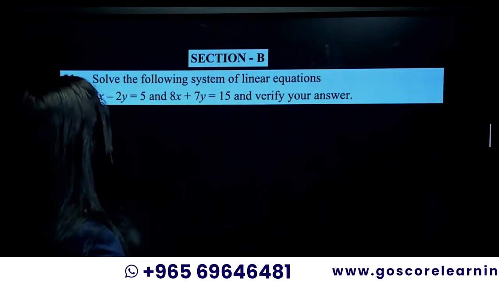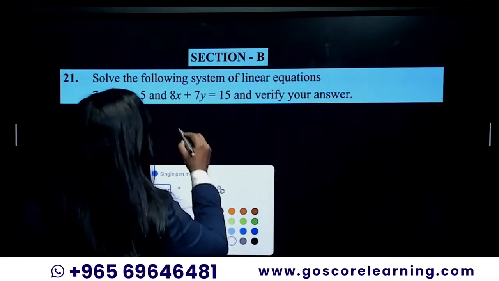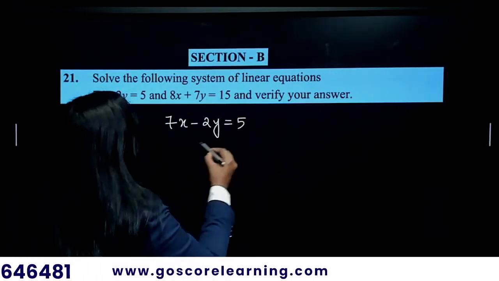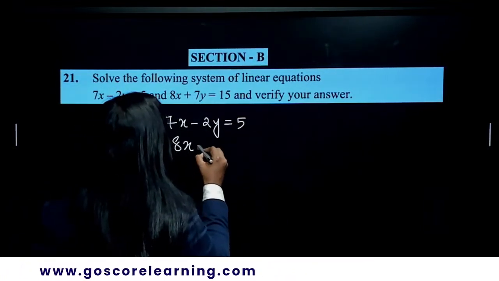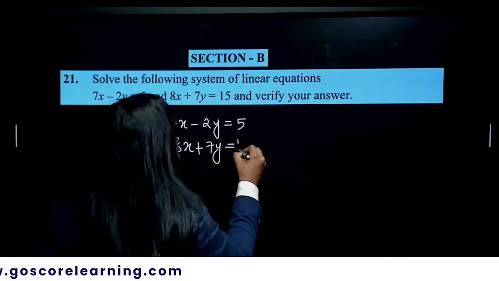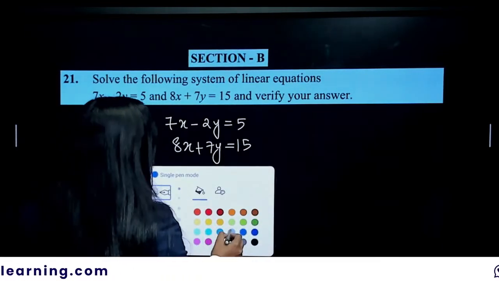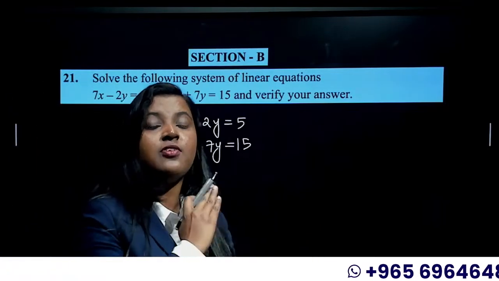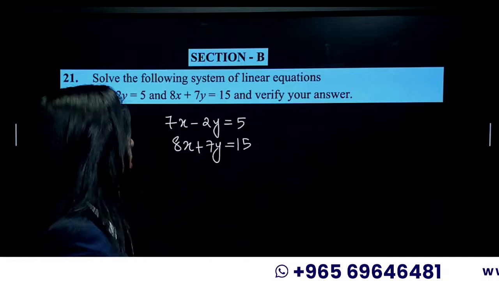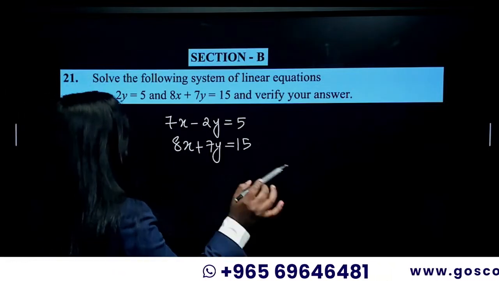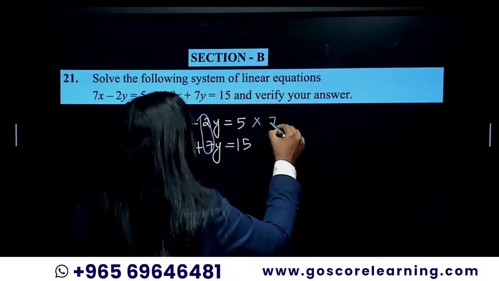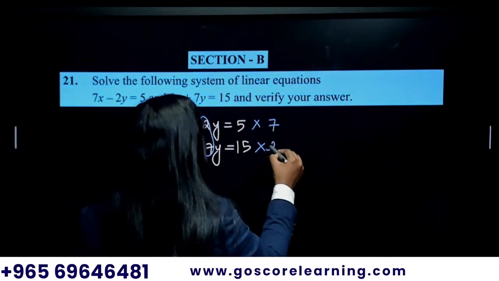So the next question is, solve the following system of linear equations. You have two linear equations, 7x minus 2y equal to 5, and the next equation is 8x plus 7y is equal to 15. I am going to use the elimination method. You have actually two methods to do this. First is elimination and the other one is substitution. There is actually one more, cross multiplication, that is deleted for you. I am trying to make the coefficients of y same. So I am going to multiply this equation by 7 and this equation by 2.